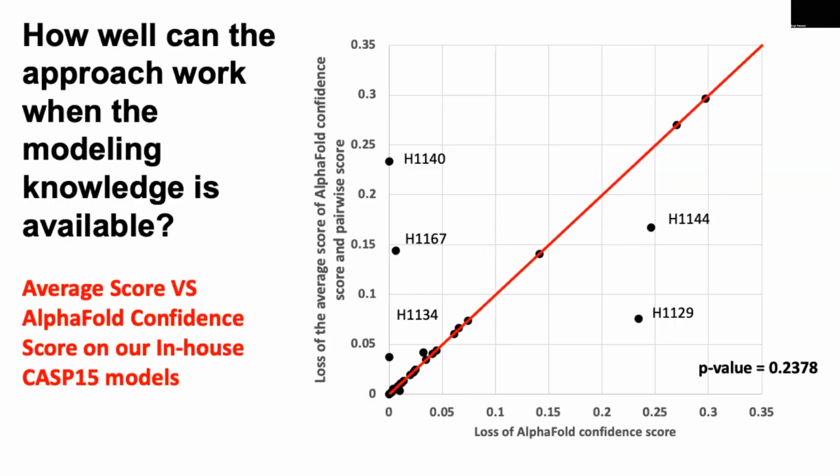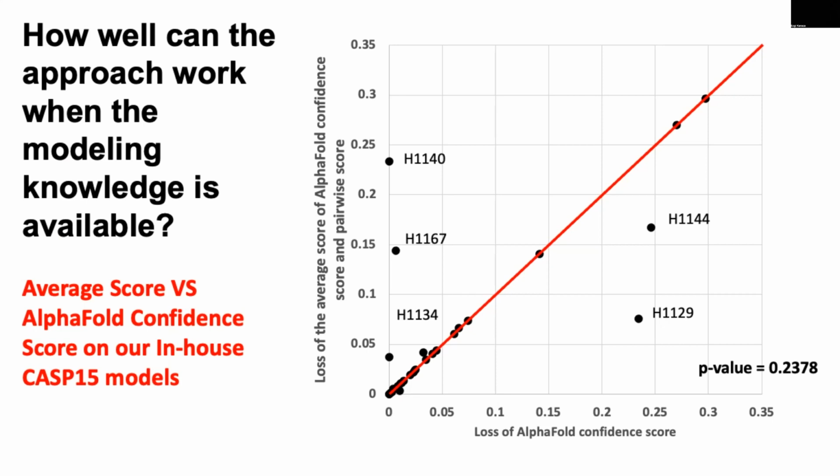Okay, maybe also ask another question. How may your method work if you know how the models are generated? If the model knowledge is known, can your method still work? So we tested this approach on the in-house models we generated for the CASP targets. We used the average of pairwise similarity together with AlphaFold's pLDDT score to rank models. We also just used AlphaFold's confidence score to rank models. The average of pairwise similarity and AlphaFold confidence score versus just AlphaFold confidence score.